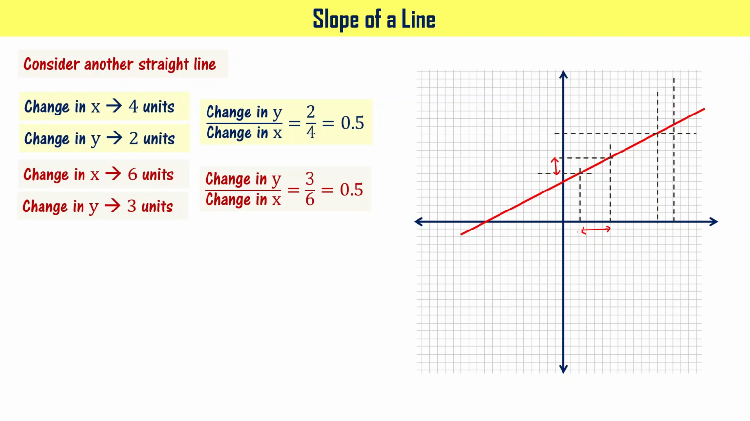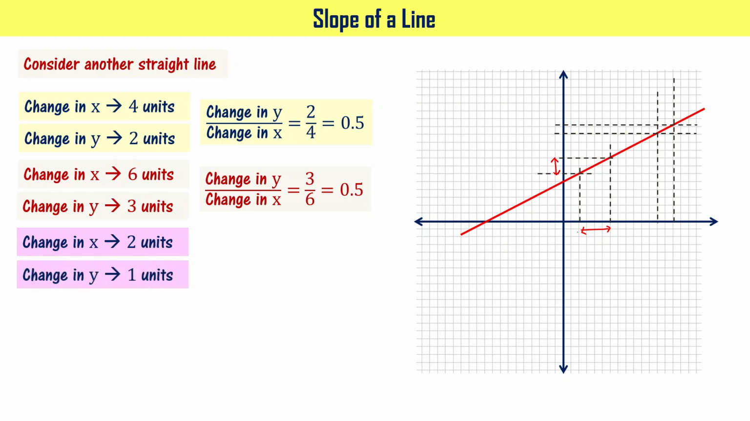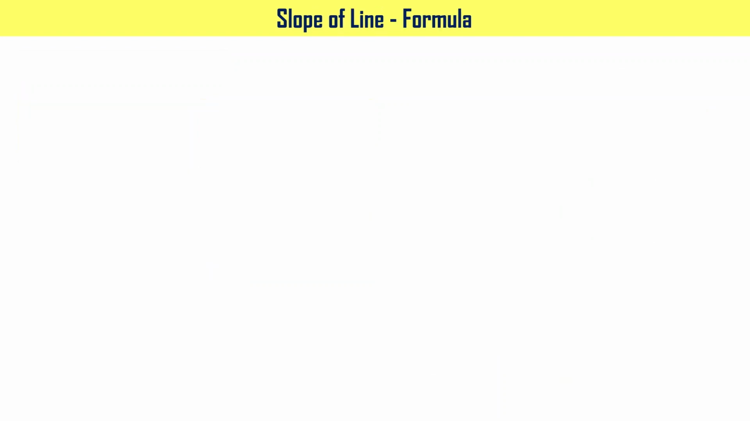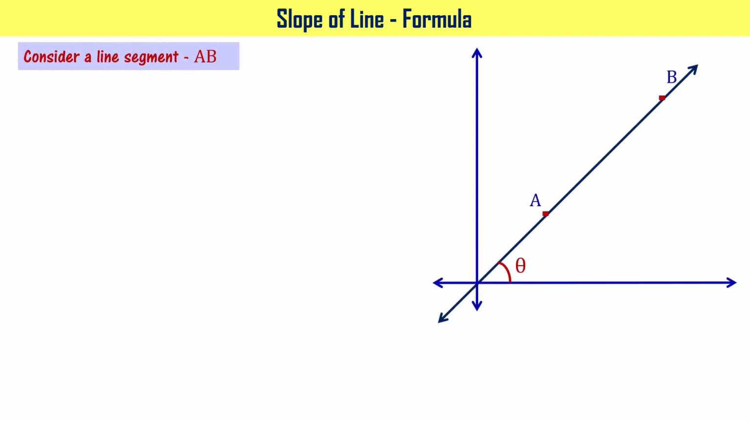Let me mark another point. So for this particular one, change in x is 2 units and change in y is 1 unit. The ratio is again 0.5. So for this particular line, we can say that change in y by change in x is also a constant, but this time the constant is 0.5. I'm calling this constant as slope of the line. Slope of the line we have drawn just now is 0.5. Please note this point. Since we got the concept of slope of line, let's try to derive the formula for slope of line now. Let us consider a line segment AB as shown here.